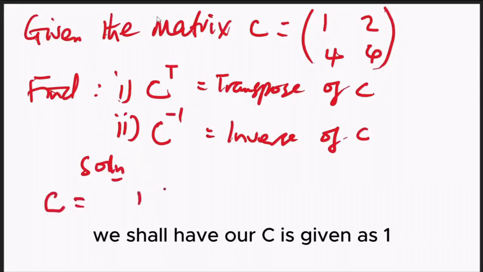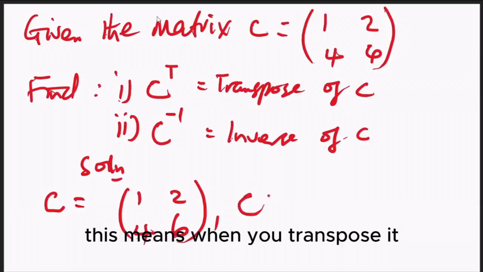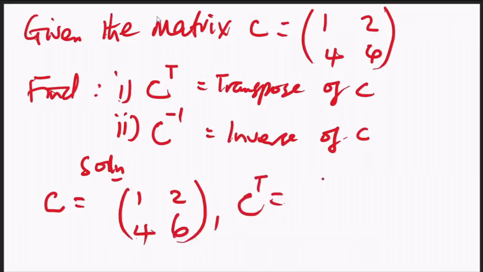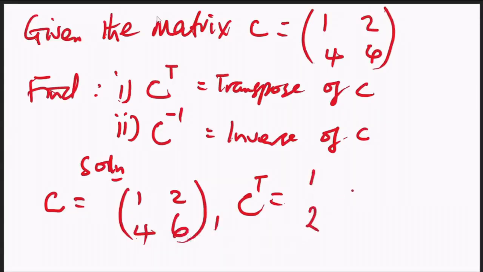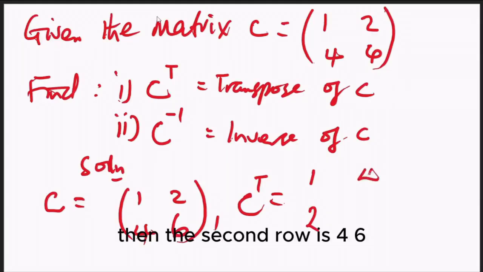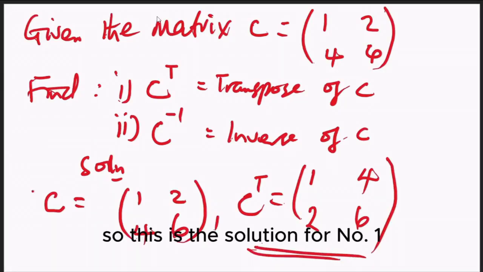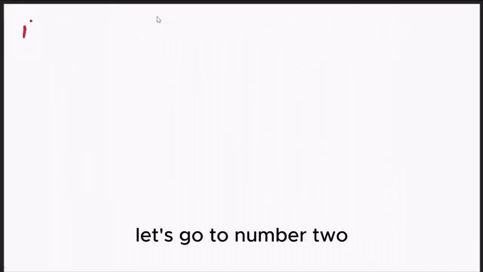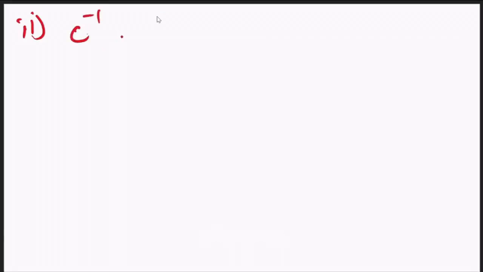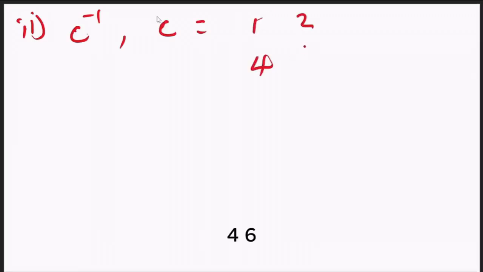So in our solution, we shall have our C given as 1, 2, 4, 6. This means when you transpose it, you will find C transpose as, what is a first row there becomes the first column. First row is 1, 2, then the second row is 4, 6. This is our answer. So this is the solution for number 1. Then the solution for number 2, which is saying C inverse. Let's go to number 2, C inverse. We know our C is given as 1, 2, 4, 6.